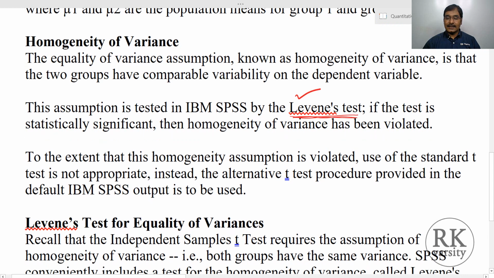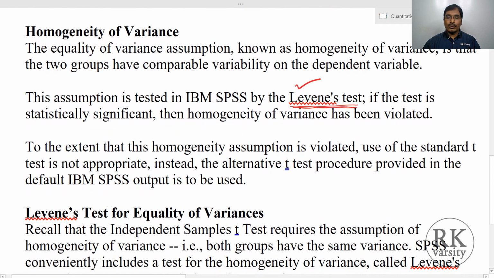To interpret Levene's test: if the test is statistically significant, then homogeneity of variance has been violated. That is, if it is statistically significant, the two groups are not homogeneous, as homogeneity of variance has been violated.